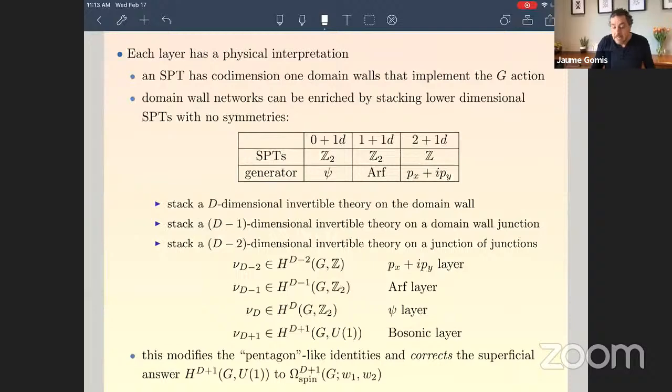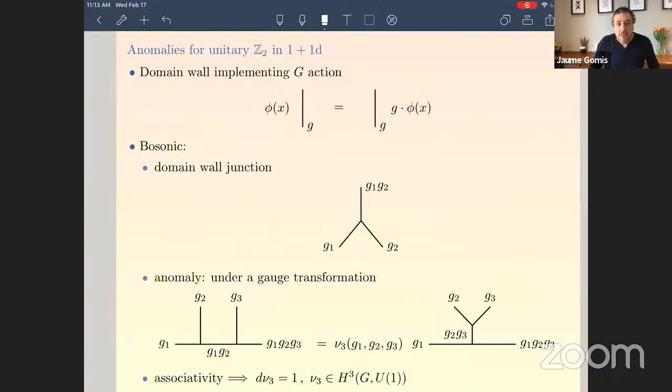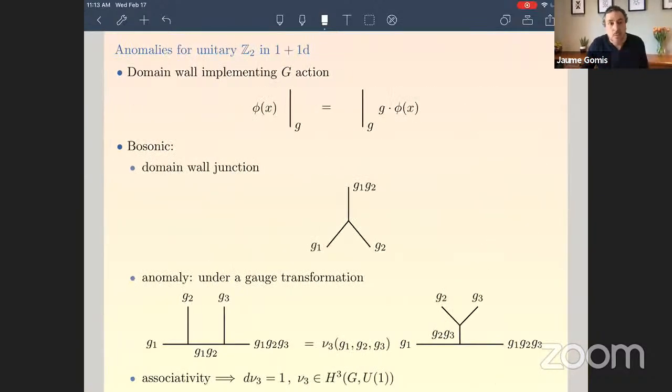So let me give you, very quickly, an example, just so that it doesn't sound so crazy abstract. And I can draw some pictures. I take the example in 1+1 dimensions because that's as far as I know how to draw. So consider now the classification of anomalies for a unitary Z2 symmetry in 1+1 dimensions.